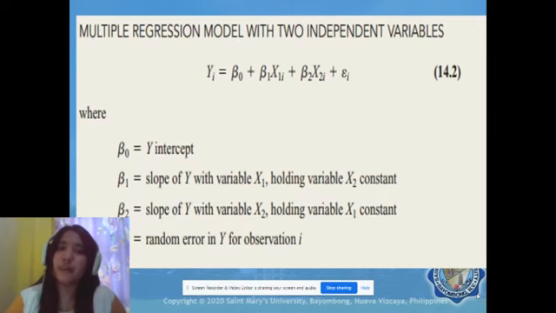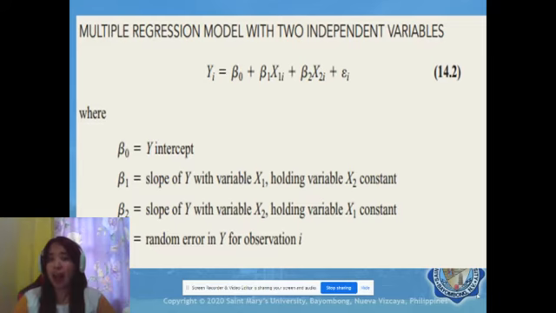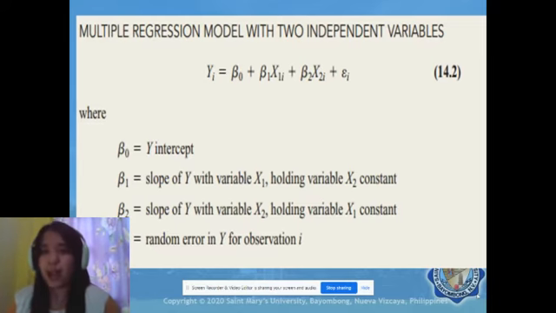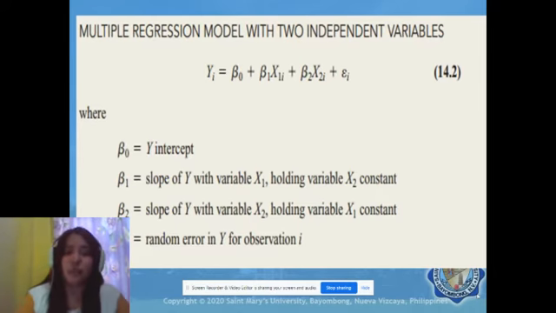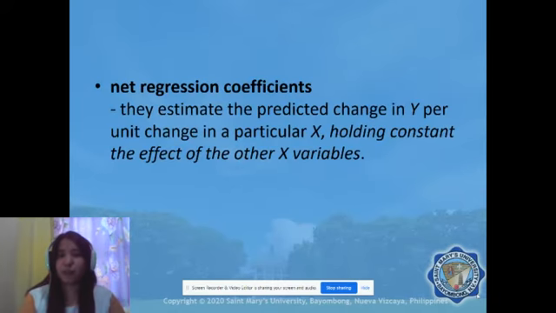So this is the multiple regression model if we only have two independent variables. We have y sub i is equal to beta sub 0 plus beta sub 1 x sub 1i plus beta sub 2 x sub 2i plus e sub i. Beta sub 0 is the y-intercept, beta sub 1 is the slope of y with variable x sub 1 holding variable x sub 2 constant. Beta sub 2 is the slope of y with variable x sub 2 holding variable x sub 1 constant. And of course, e sub i is the random error in y for observation i.